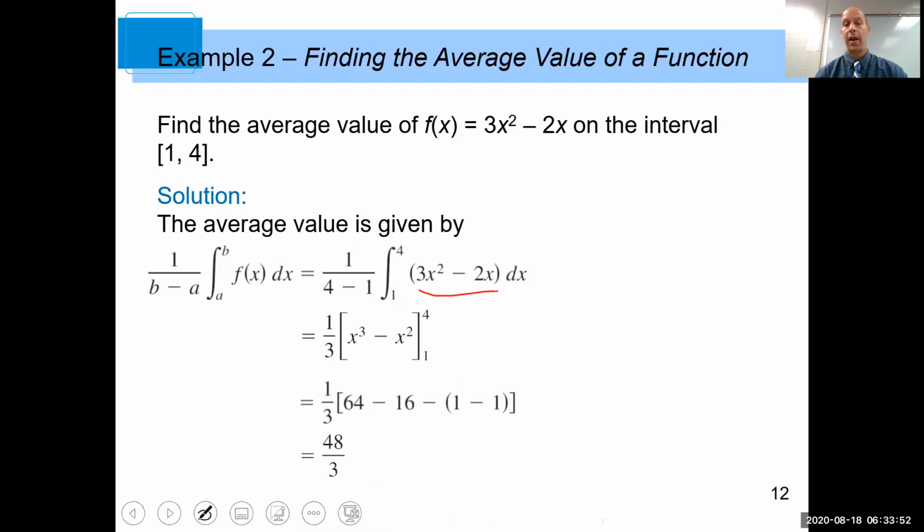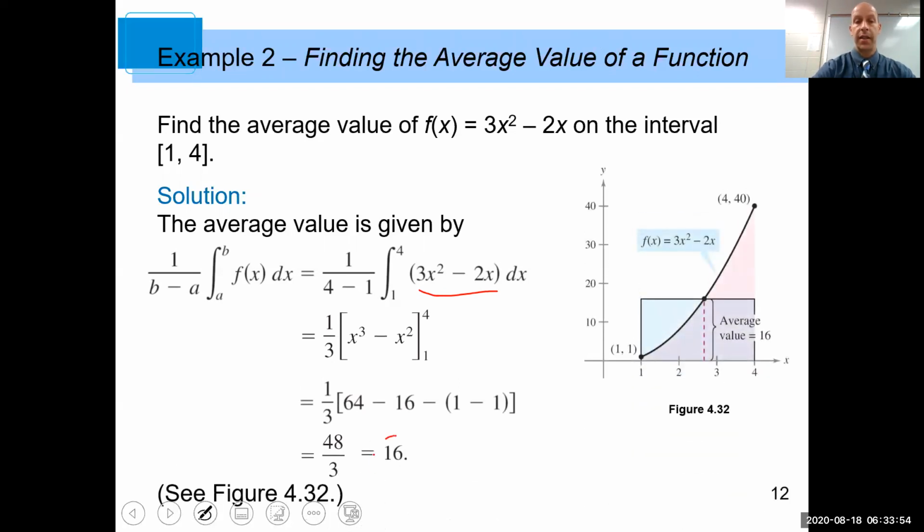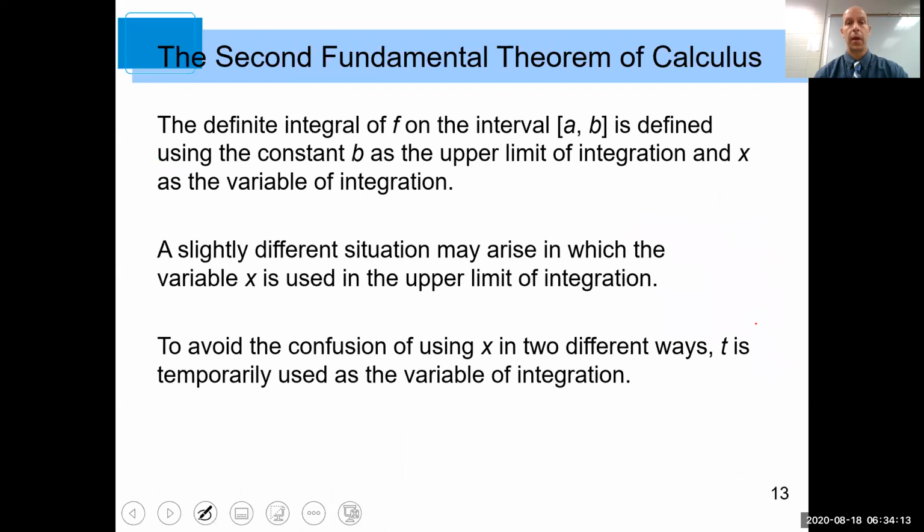And it turns out that the average value here is 16. So this function at its lowest point, which was at 1, 1, is way down here. It's parabolic. At its highest point, it's up there at 440. The average value of this function turns out to be 16. Okay? That's the answer.